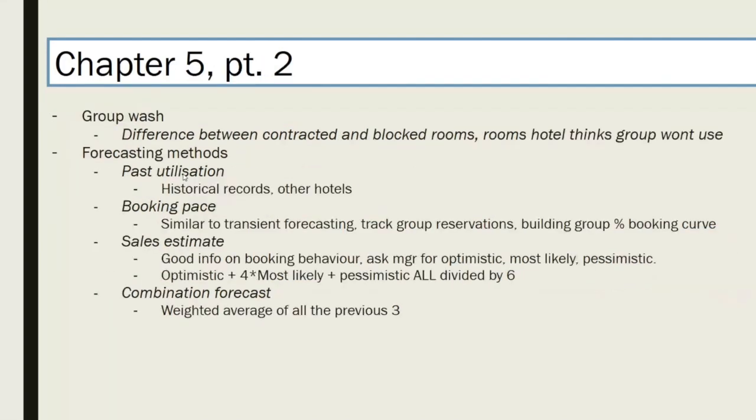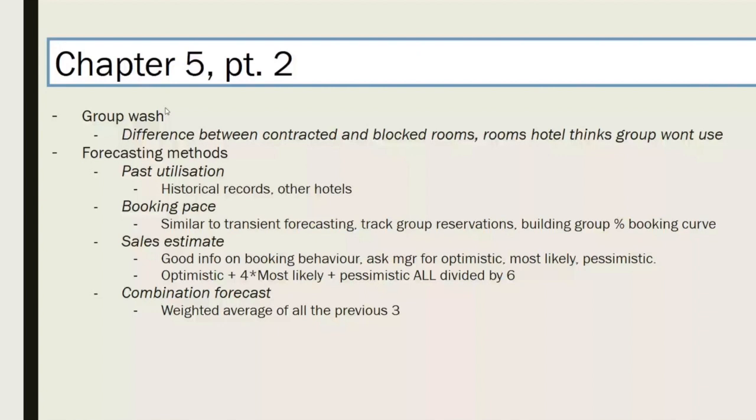Group wash is essentially looking at the difference between contracted and blocked rooms for a group. It's essentially the number of rooms that the hotel believes the group will not use. So when you group wash, say for example, you have 50 rooms and I believe you're only going to use 40, I will wash 10 of your rooms because I think you're not going to use them. So that's the main vocab in terms of internal approaches regarding group management.